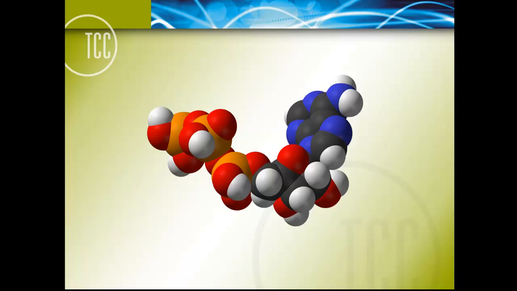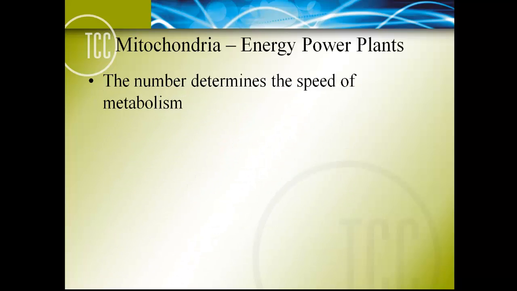So as an example, your muscle cells have far more mitochondria than your fat cells. Now when we look at mitochondria, they are very much a marker for health. And one of the first things we look at is the number. The number determines the speed of your metabolism. So the more mitochondria that you have, the faster your metabolism.